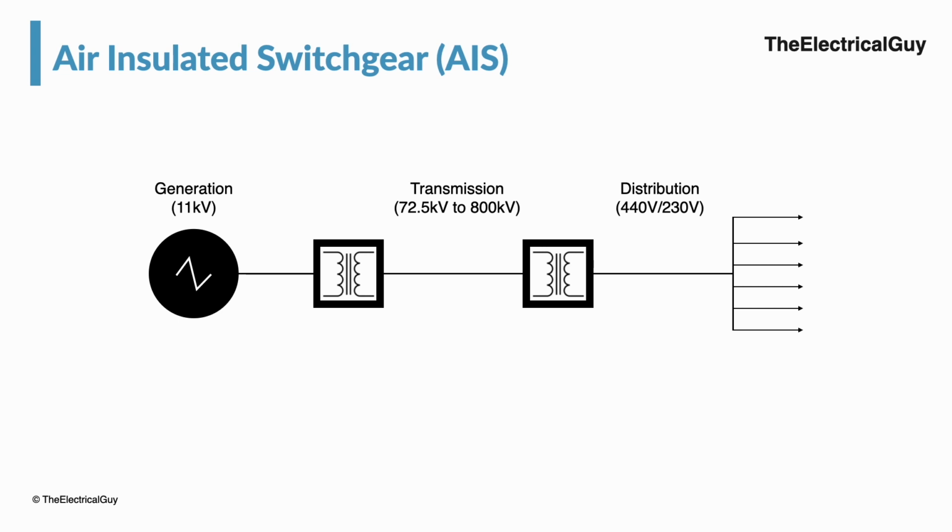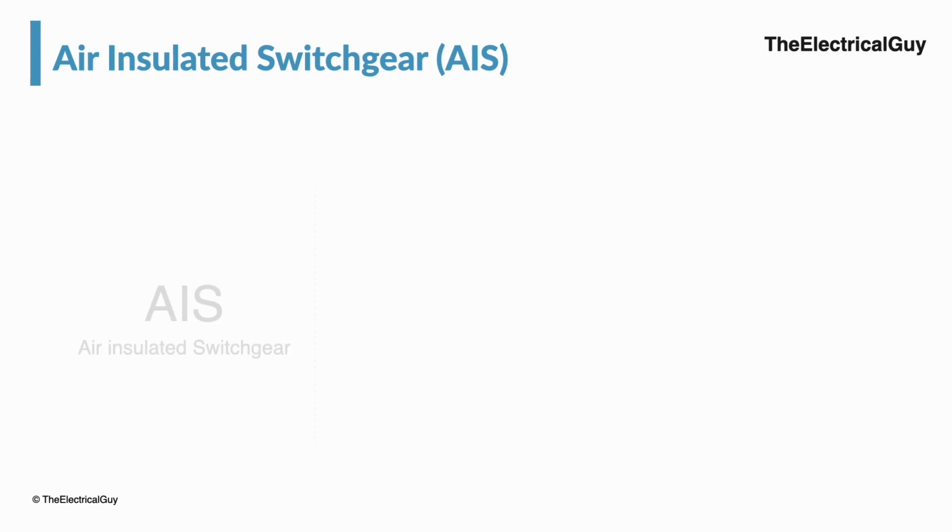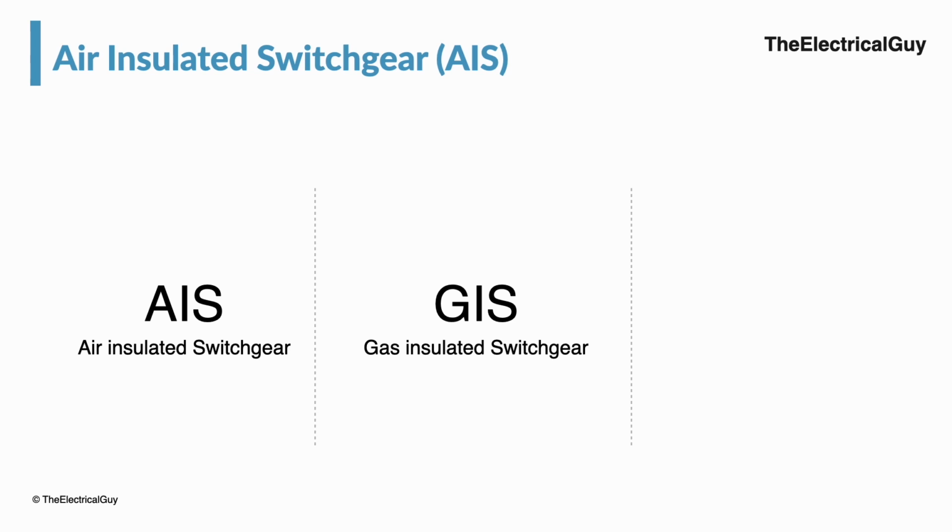Now, to lower or increase the voltage level or to disconnect or connect the supply, we need different types of switchgear in the substation. And AIS or air insulated switchgear is one of the switchgear technologies that is used in a substation. This technology differs from other available technologies like GIS or gas insulated switchgear or mixed type switchgear.